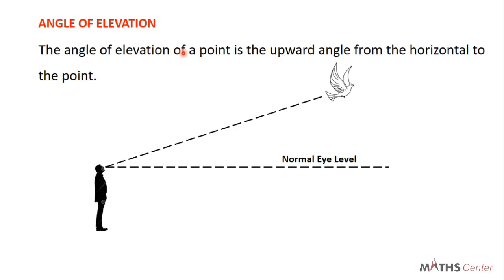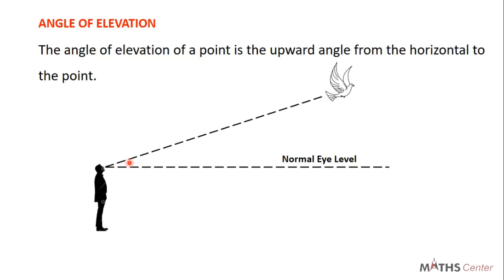The angle of elevation of the bird from Mr. Kofi's eyes is the upward angle from the horizontal to the point, which in this case is the line joining Mr. Kofi's eyes to the bird. This is what these statements mean. This is the normal eye level of Mr. Kofi. This is the new eye level, or the elevated eye level.